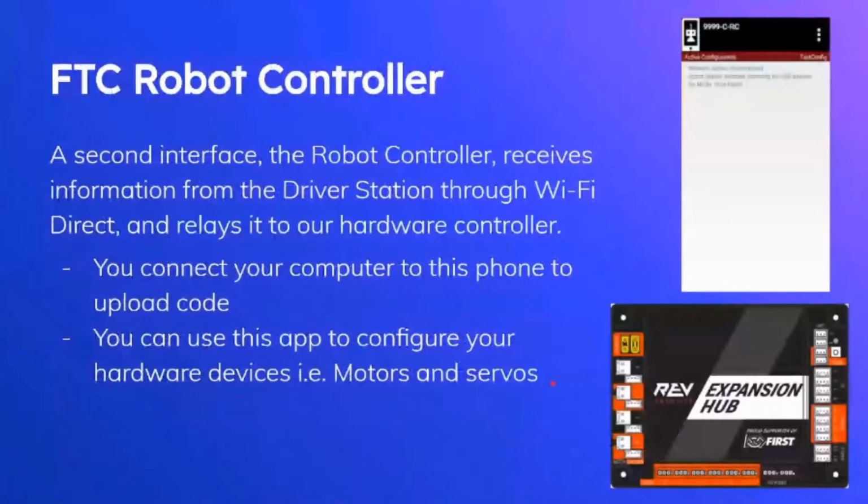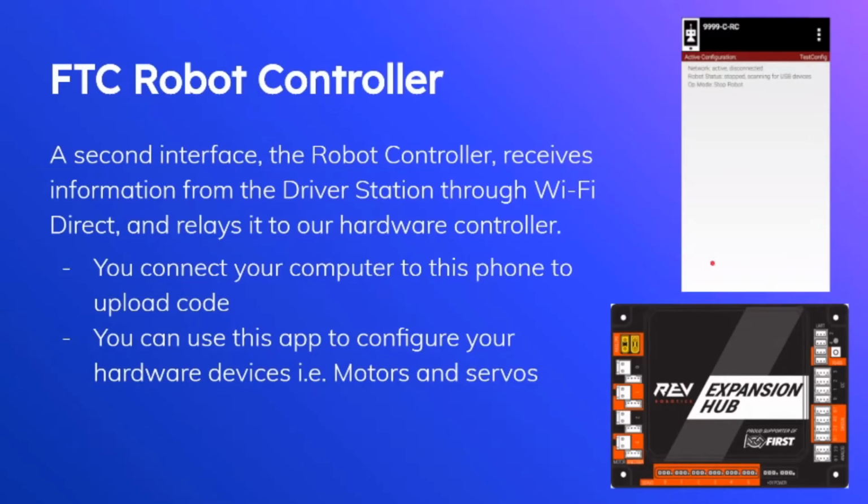Next slide. And so now we have the other end. There are actually two phones involved in this. You have one phone that's connected to your controllers, and then you have another phone that's connected to your interface, the hardware controller. It receives information from the driver station through Wi-Fi Direct and relays it to our hardware controller. That's pretty much what it is.